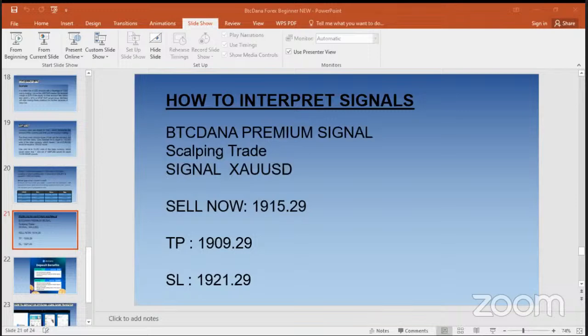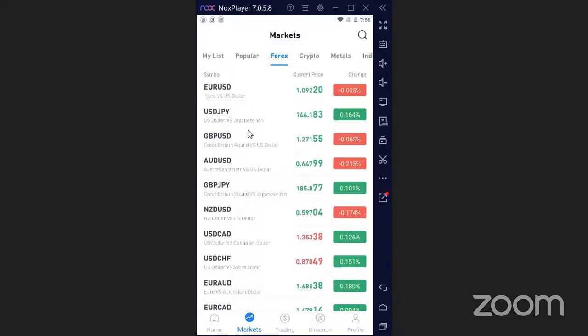Okay. So now, how do you place this order on your chart? How do you take this trade? For you to take this trade, all you have to do is just go back to your chart. So let me just go back to my chart and show you how to place such a signal. Just remember what the signal says, XAU USD. Okay, so XAU USD, we have our market right here.